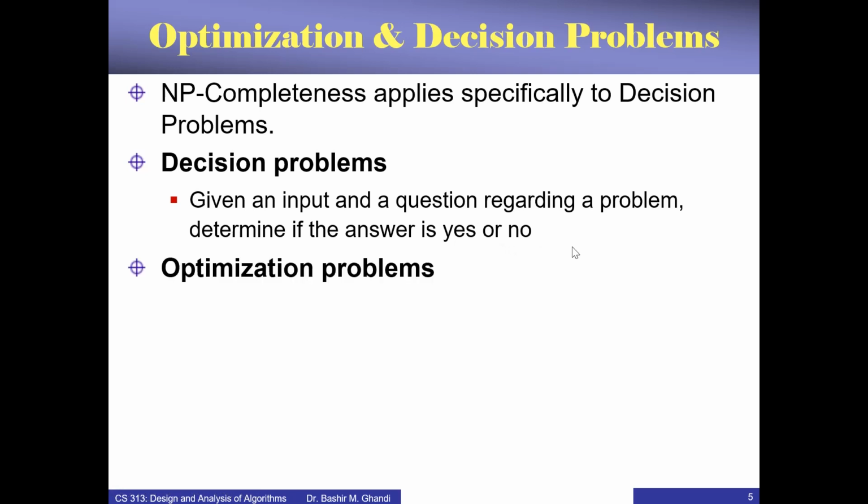On the other hand, optimization problems, as we have seen, for example, in dynamic programming and also in the greedy approach, are problems where you are to find the optimal solution or best solution. Minimum if you are trying to minimize the cost, or maximum if you are trying to maximize the profit. Okay, so in optimization, we are trying to find the best solution.